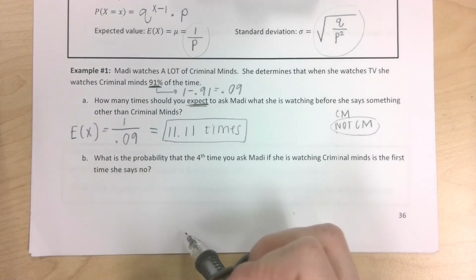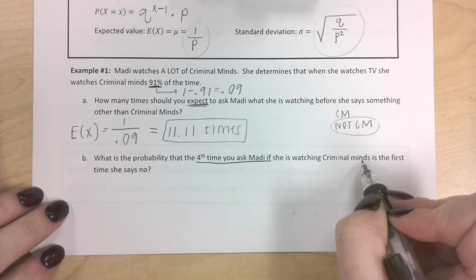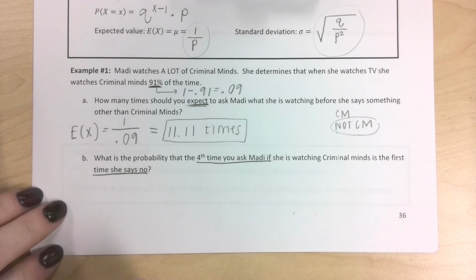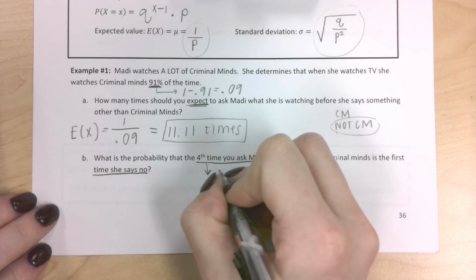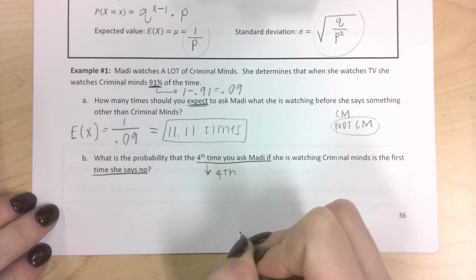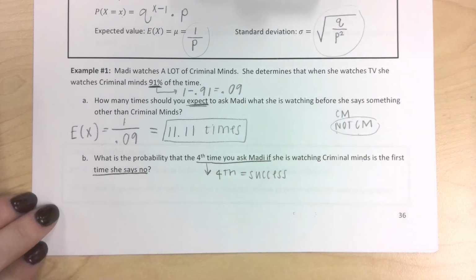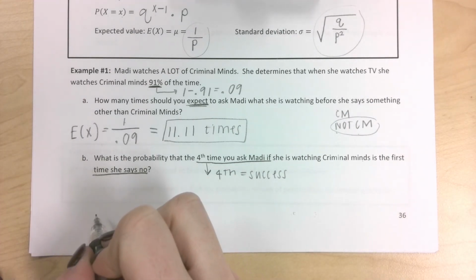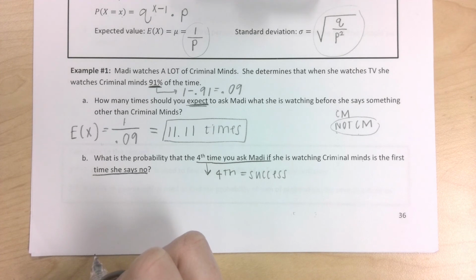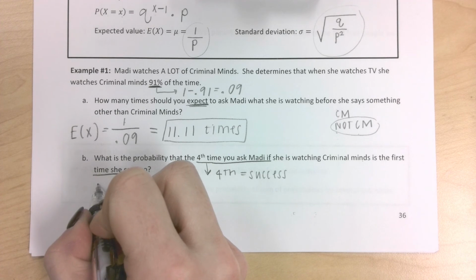Part B says, what's the probability that the 4th time you ask Maddie if she's watching Criminal Minds is the first time she says no? What's happening here is that the 4th time I ask her is going to be the first time I get a success. So I'm going to think about this kind of like we did with the Jerio problem in the beginning. If the 4th time is the first time she says no, that means she's going to say yes, she's watching Criminal Minds, for the first 3 times.